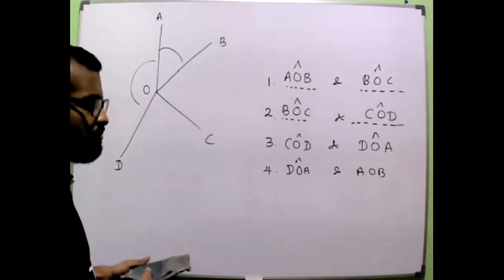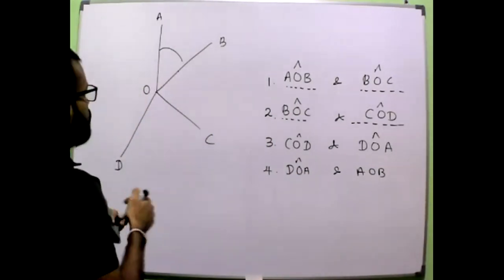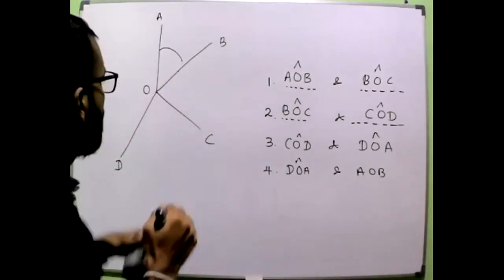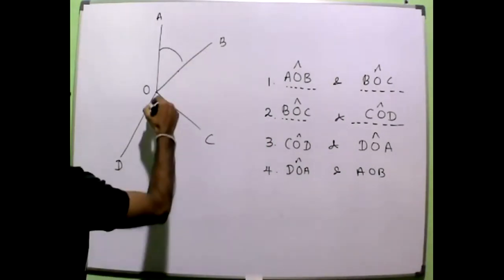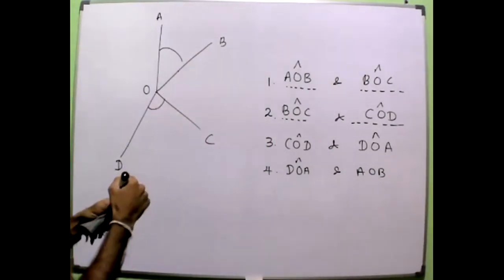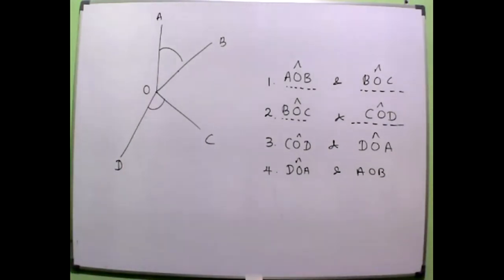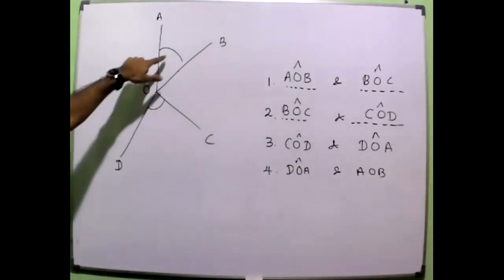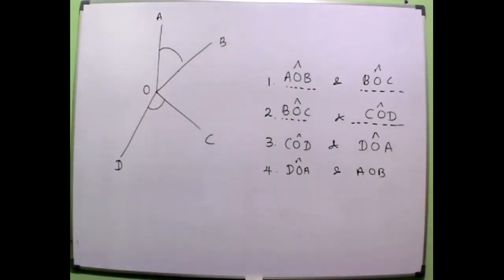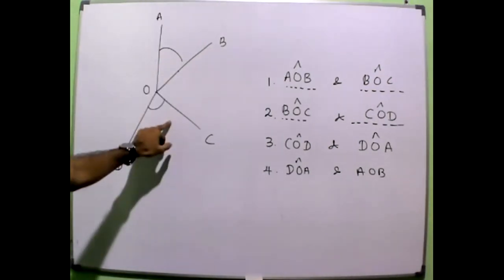Can we take, let's say, this one and this one? So I am going to say this AOB angle and this angle DOC or COD, are they adjacent angles? AOB angle and COD angle, are they adjacent angles? This angle and this angle? They are not. These 2 angles are not adjacent angles.